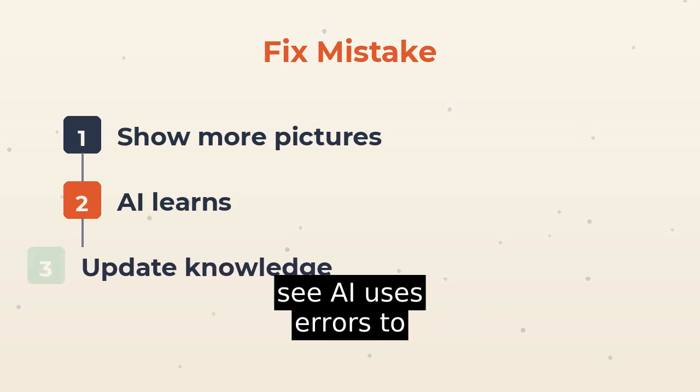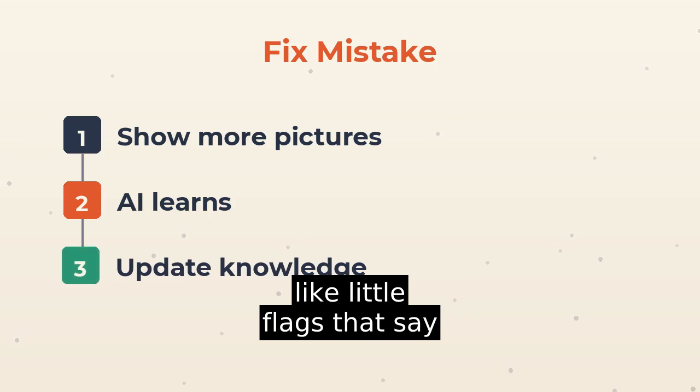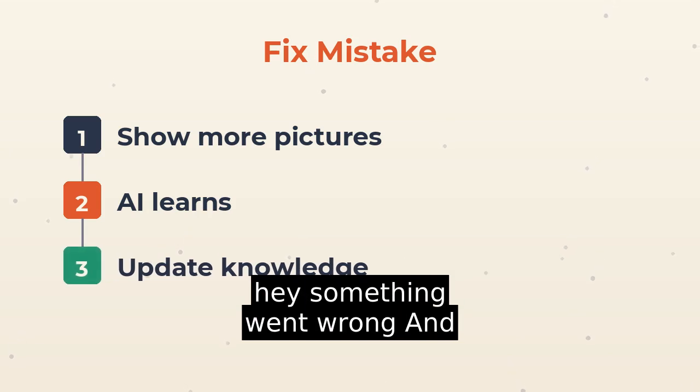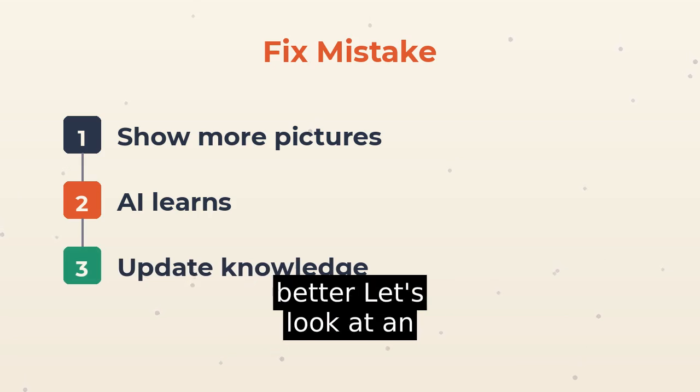You see, AI uses errors to learn and improve. Errors are like little flags that say, hey, something went wrong. And AI uses those flags to fix its mistakes and become better.